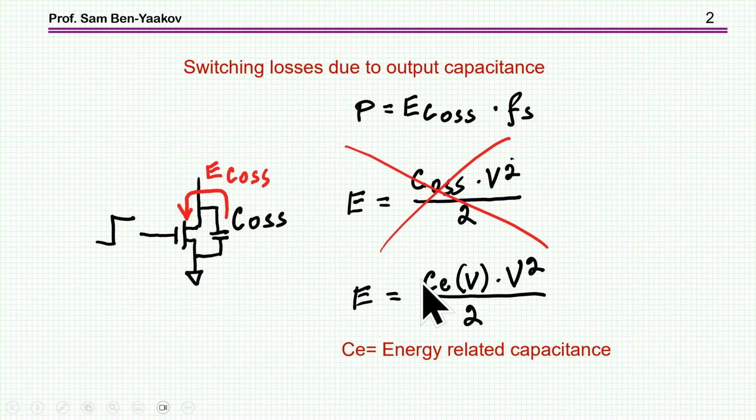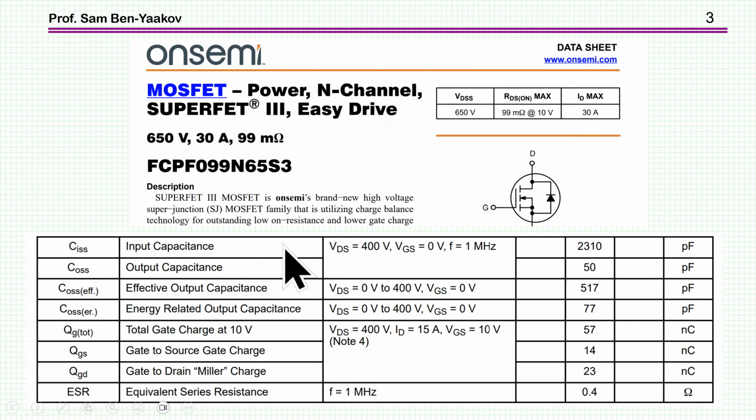So the question is how to get this energy related capacitance, and this is the subject matter of this presentation, and also how to get, of course, the energy stored in this capacitor. I'm showing here a data sheet of a MOSFET, a silicon MOSFET, a super junction transistor. It's a 650 volt, 30 amp, and the RDS is specified to 99 milliohm.